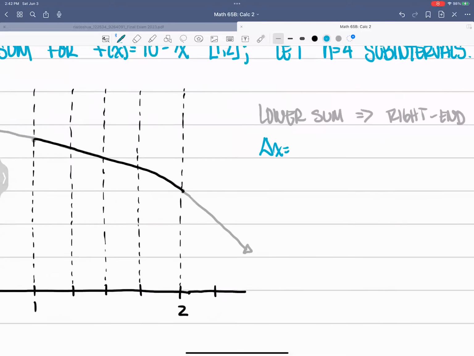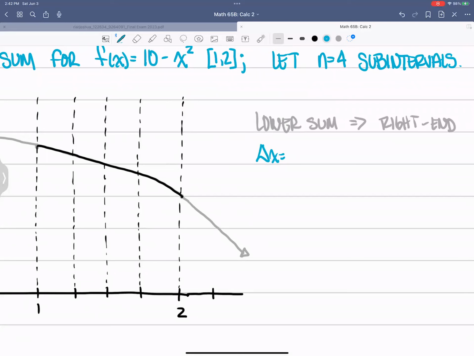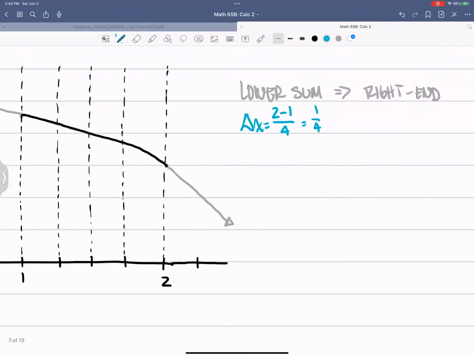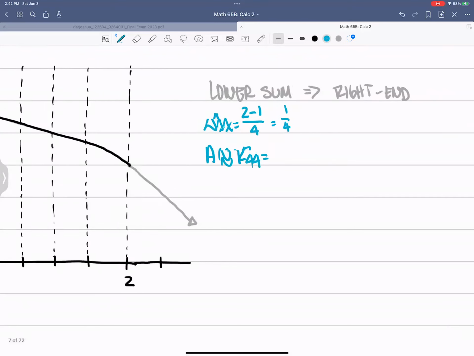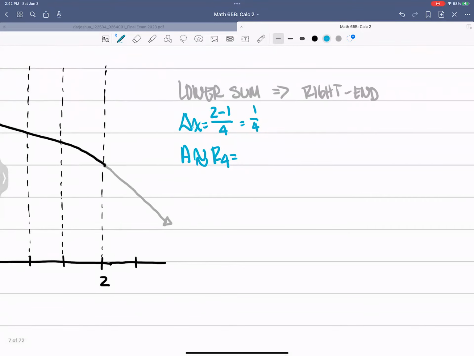So delta x: b minus a, 2 minus 1, divided by n, so divided by 4. So we have 1 over 4. We don't have to simplify it. So delta x is going to be 1 over 4. Our area, which is approximately R4, let's factor out that delta x. So let's do 1 over 4, and let's find those values.